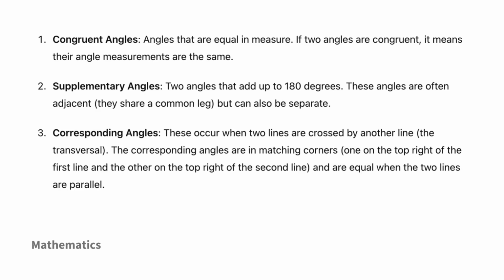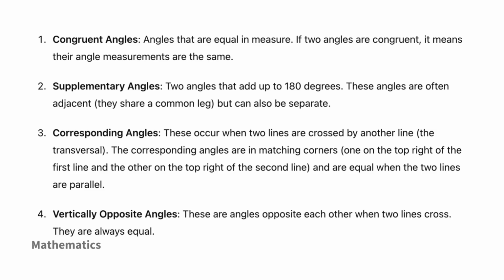Third, corresponding angles occur when 2 lines are crossed by another line, and this is called the transversal. The corresponding angles are in matching corners, meaning one is on the top right of the first line and the other on the top right of the second line. And these are equal when the 2 lines are parallel. Finally, fourth, we have vertically opposite angles. These are angles opposite each other. When two lines cross, they are always equal.